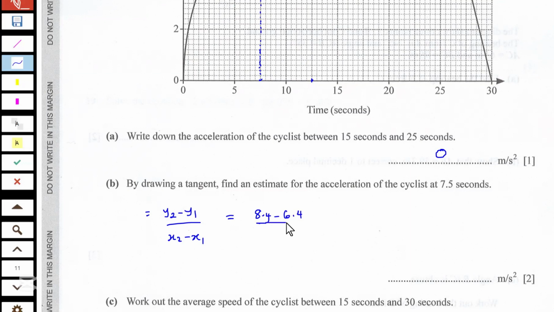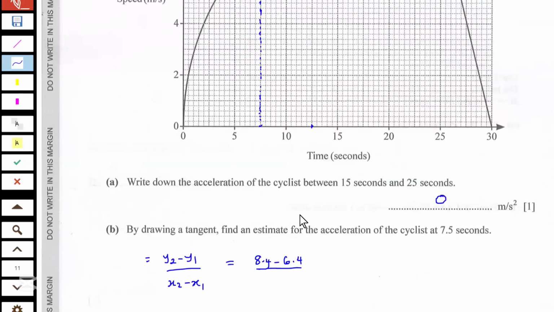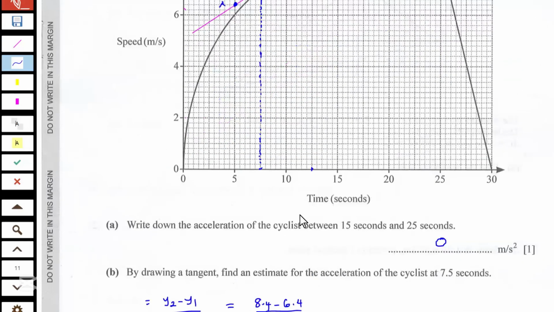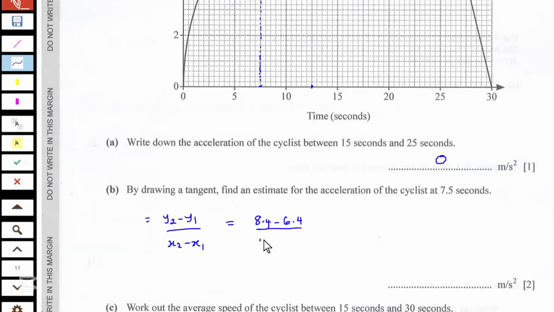Over X2 minus X1, 12.5 minus 5. So we're going to try to calculate the gradient by saying 8.4 minus 6.4, which is equal to 2, over 12.5 minus 5, which is 7.5.